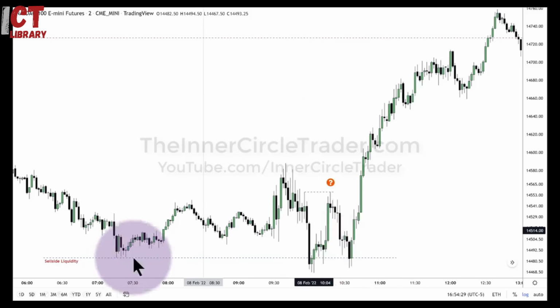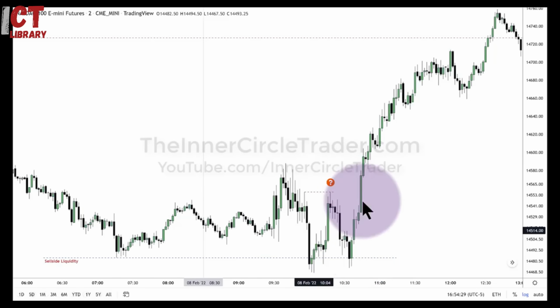The market trades below the old low. Trades below it, rallies above, but does it trade above this short-term high yet? No. Then it goes down once more, below the old low, but not below this low here. Then it turns and goes higher.